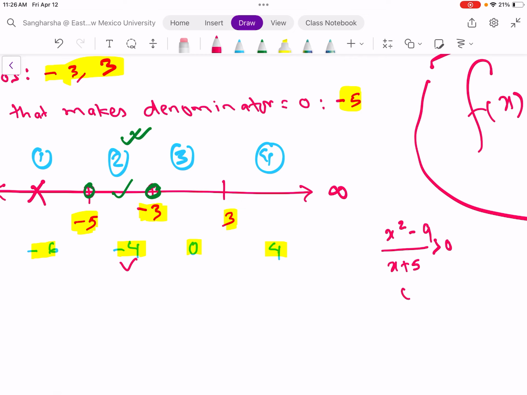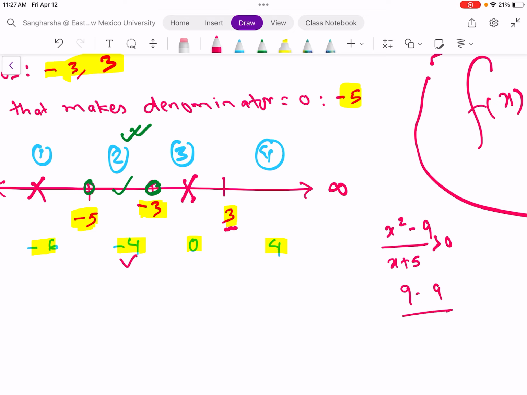Now let's check for +3. So positive 3. 3 squared is 9 minus 9, divided by 3 plus 5, 8, greater than 0. 9 minus 9 is 0. 0 divided by 8 is 0. 0 is greater than 0. That's false, right? It means 3 is not a solution. It means we have a parenthesis here.